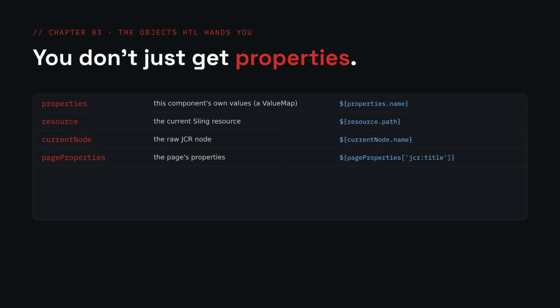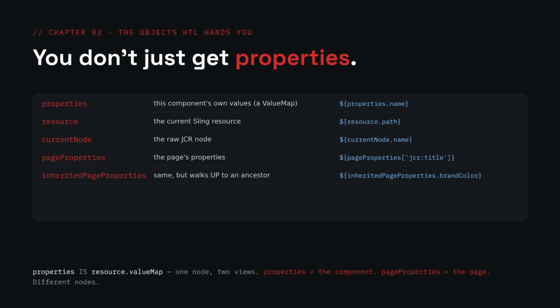Now let's move to the page. Page properties give you the properties of the page where the component is placed. This is a different node from the component. So remember this simple rule. Properties is the component. Page properties is the page. This is one of the most common things to mix up when working with HTL. Then we have inherited page properties. It works like page properties, but if the current page doesn't have the property, it looks up the page hierarchy and finds the value on a parent page.